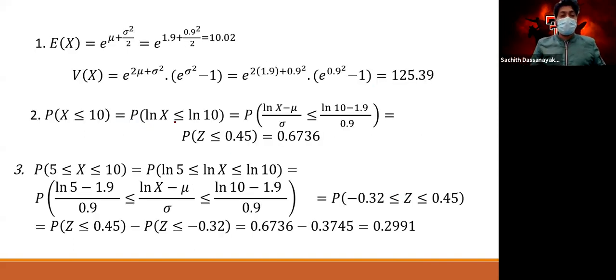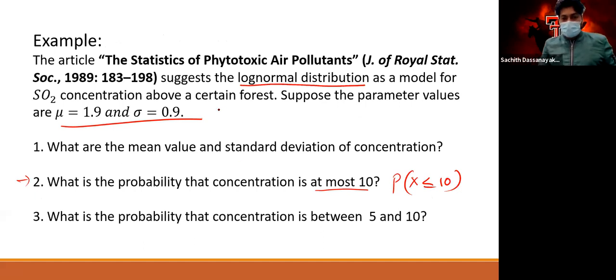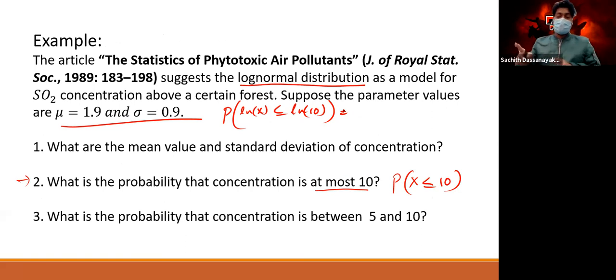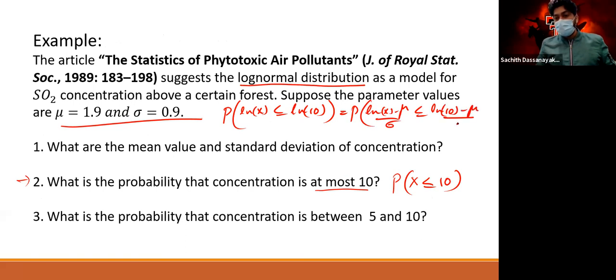Do the normalization. So here X is our log normal distributed variable. You can use ln on both sides. I'll show it here. So you have to find this. Take ln on both sides: probability of ln X less than or equal to ln 10. Then standardize: minus mu divided by sigma. So P of (ln X minus mu) divided by sigma less than or equal to (ln 10 minus mu) divided by sigma.